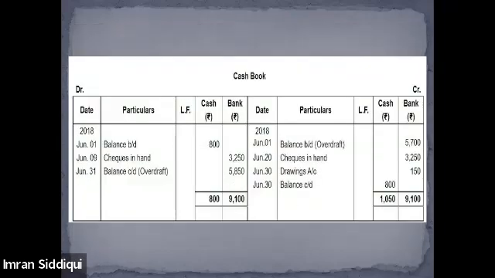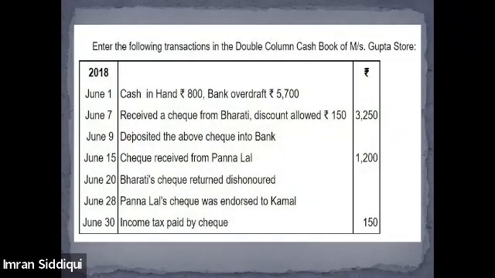See, this is how we will be recording this on June 1st. Just a second, let me show you. Okay, so the balance which is given on the 1st of June with regard to the cash will be recorded on the debit side in the cash column. Then the same in respect of the overdraft, we will record that amount on the credit side in the bank column.